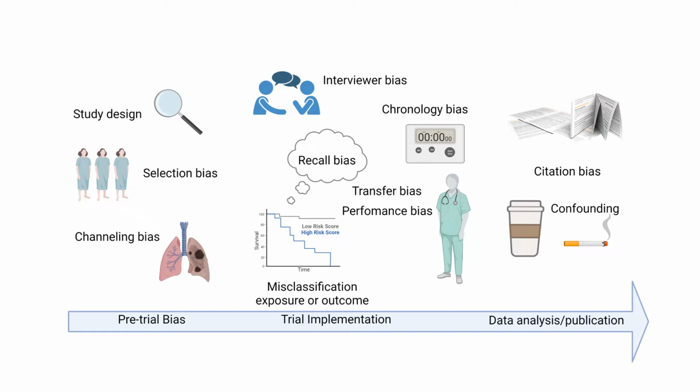The pre-trial bias is always a bit more in your control, like study design, selection bias, and channeling bias. Then you have trial implementation, which is often a bit more tricky to navigate, like interviewer bias, chronology bias, recall bias, and misclassifications. And then you have the data analysis and publication bias, which is most often out of your control.